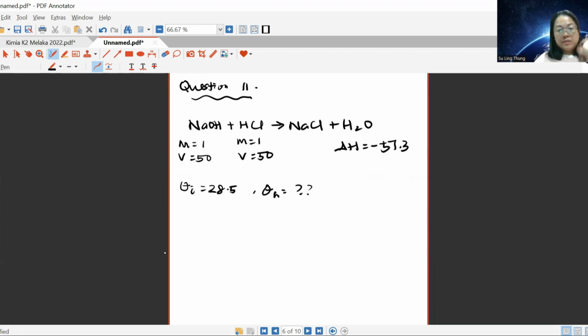Now, when we are given this type of question, we will calculate the number of moles first. Either one will do, because both have the same concentration and the same volume. So the number of moles will be 1 times 50 divided by 1000, which is 0.05.